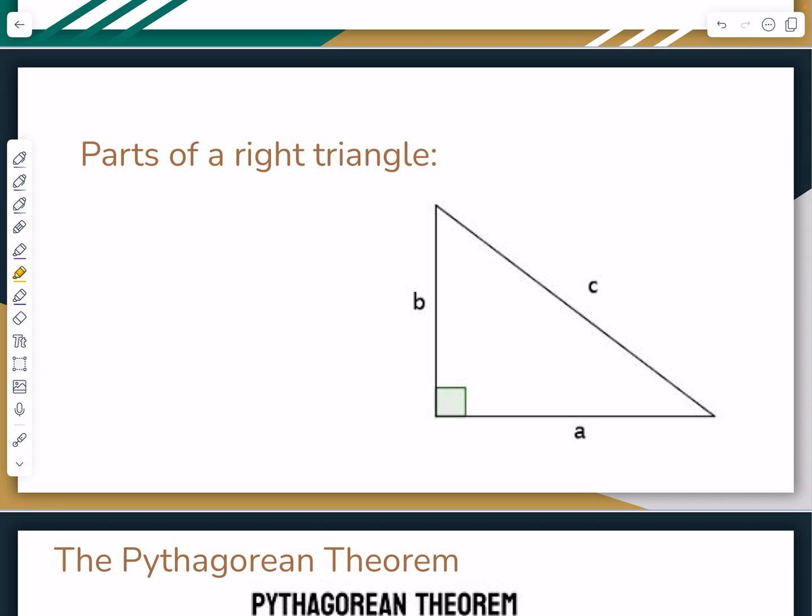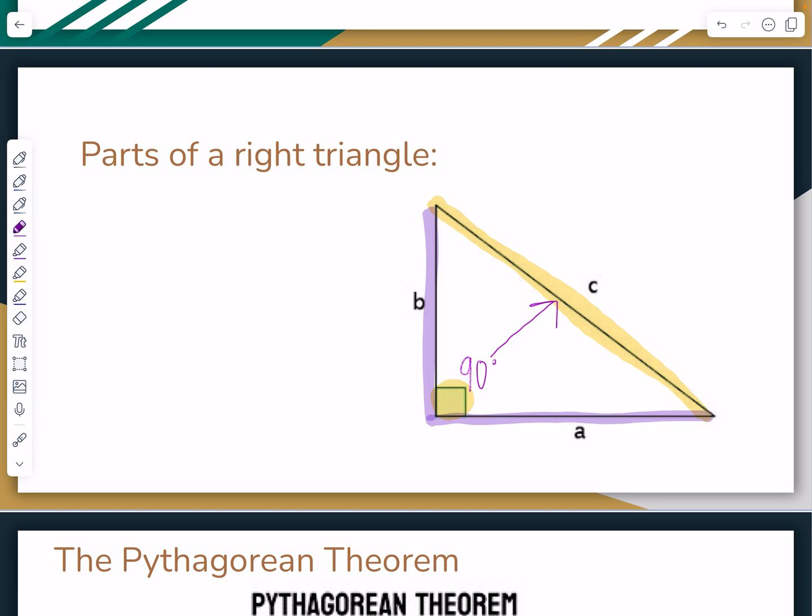This is a right triangle because it has this box, which is a right angle, and we know that means this is a 90-degree angle. The part that is across from our 90-degree angle is going to be our C value. So that's our hypotenuse. It's the longest side of the triangle. And the other two pieces we called the legs, leg A and leg B.